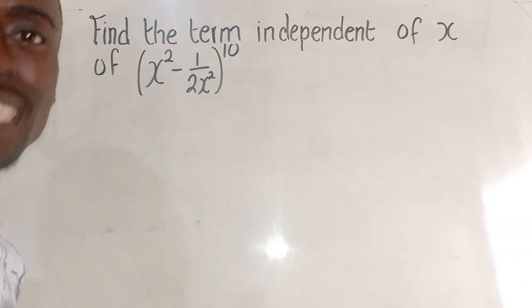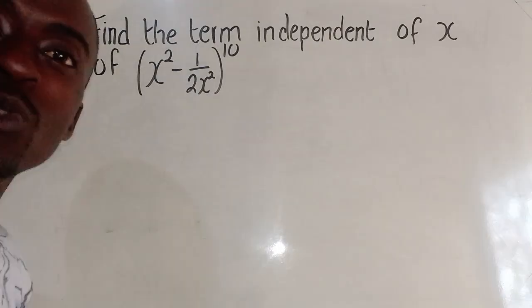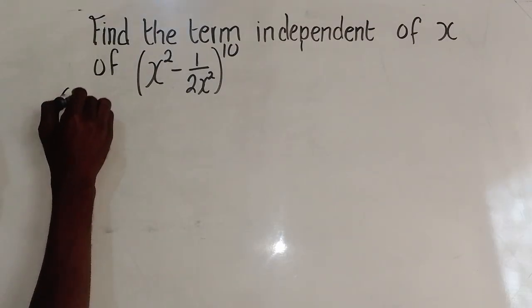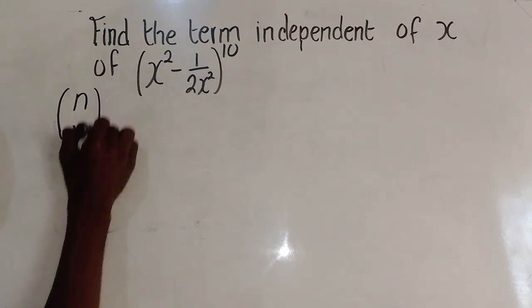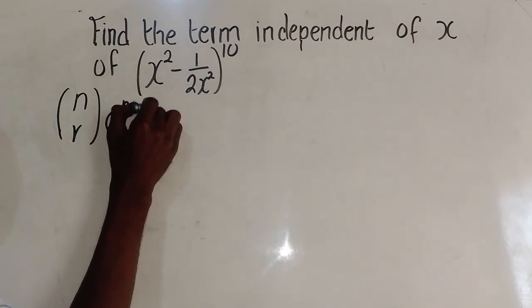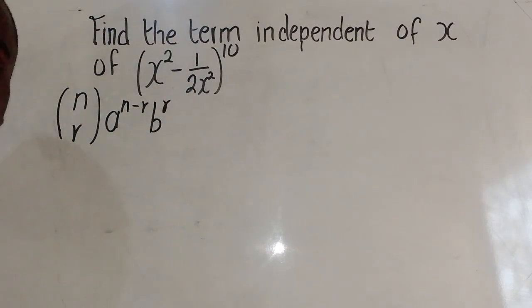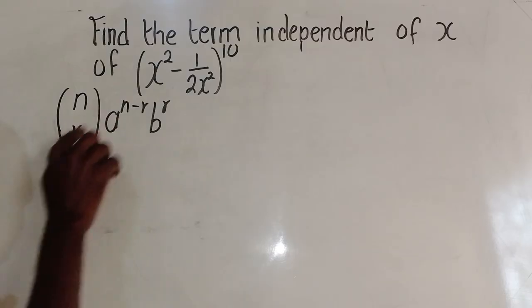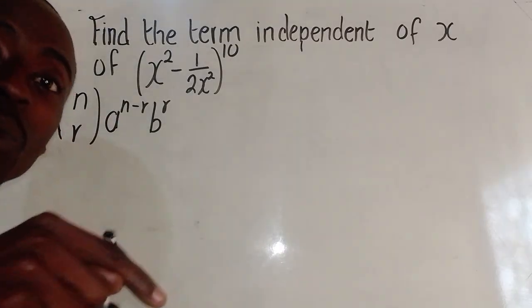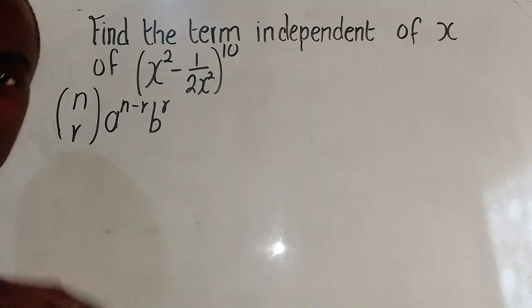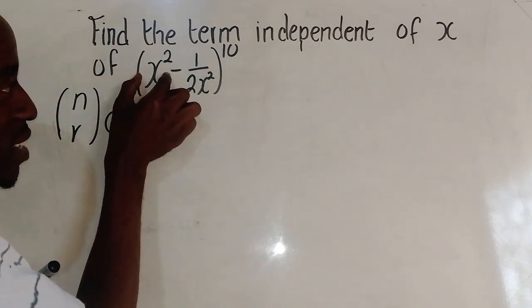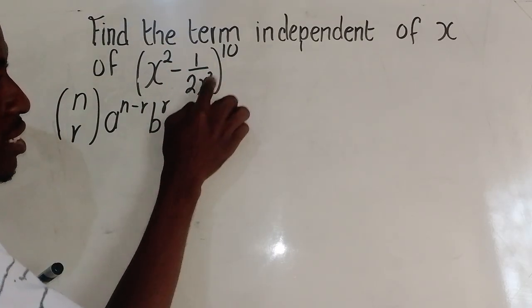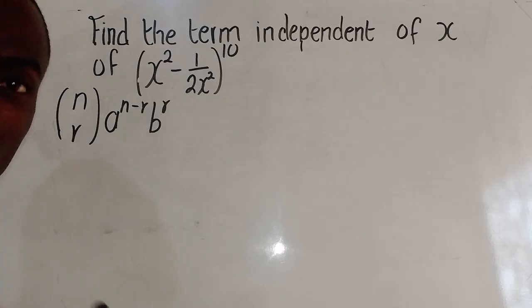Now, if you want to find that term, the first step is you need to write the formula for binomial, which is given by this. So this here is the formula. So you say n, then r, then a, n minus r, then b r. This is a formula. Now, this n is representing the power. This r is representing the number which you're supposed to use to get the nth term. This a simply means the first term, which is this. This b simply means this, negative 1 over 2x squared. Are we together? Yes, we continue now.